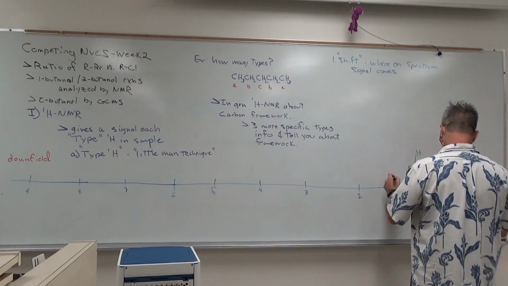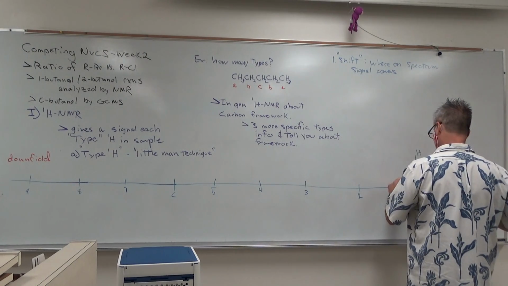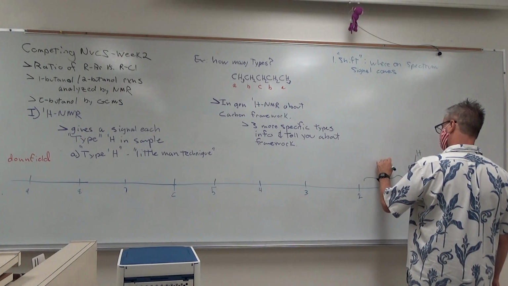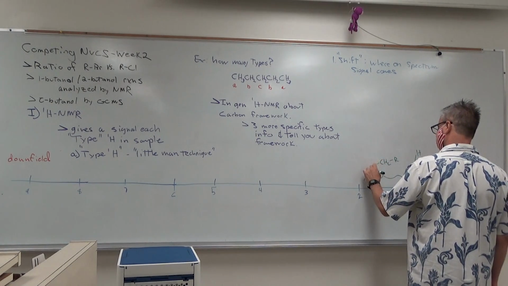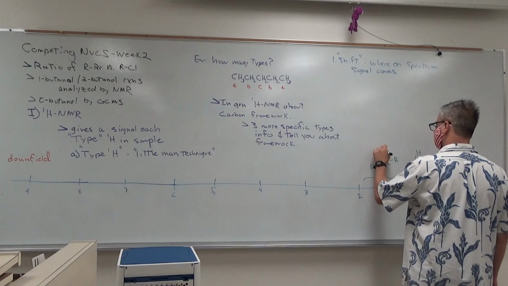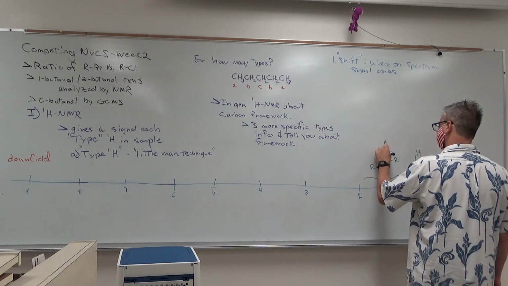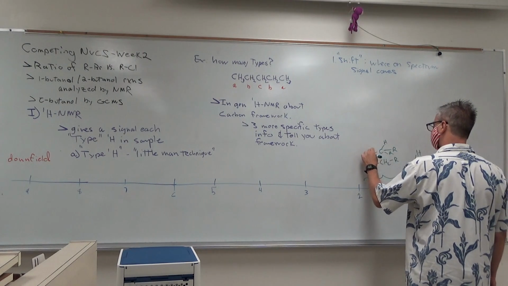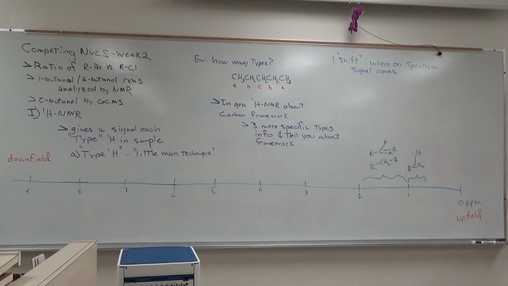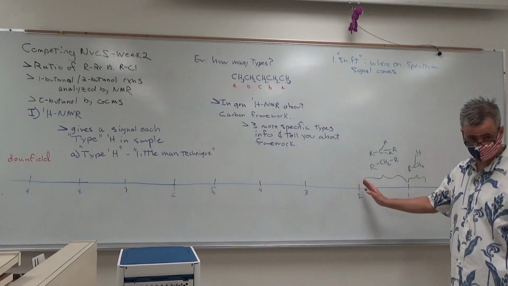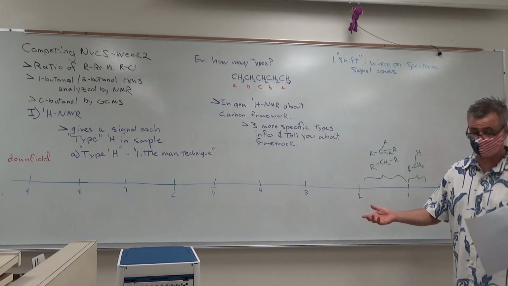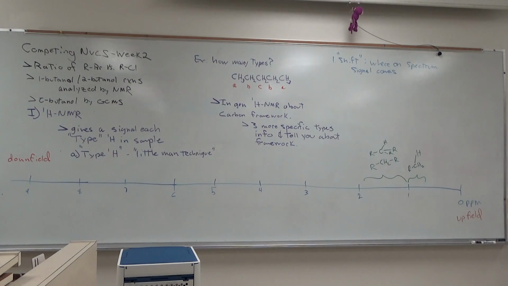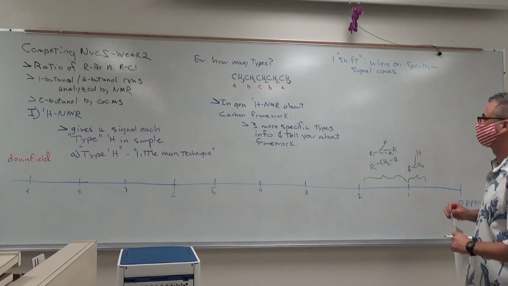In the 1 to 2 area, this is your CH2s, or your CHs. Your CHs tend to be a little bit more downfield, all things being the same, than your CH2s, but not huge differences there.